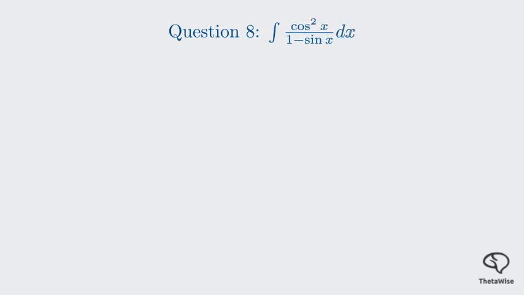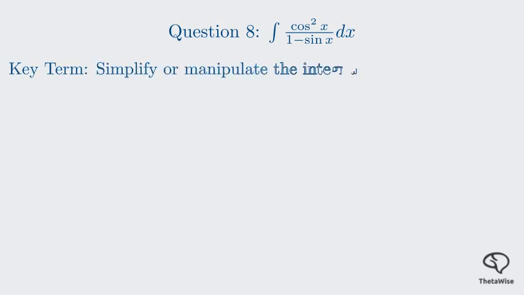identities. The key here is that this integral isn't one we can solve directly from our standard list. We need to simplify the expression, known as the integrand, before we can integrate it. So, we must simplify or manipulate the given integral. This is a common strategy in integration problems.